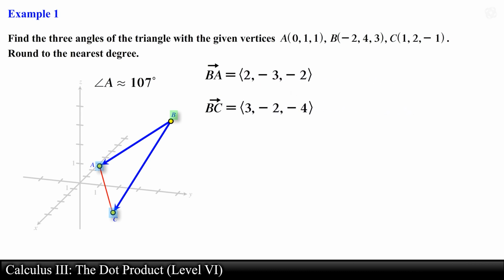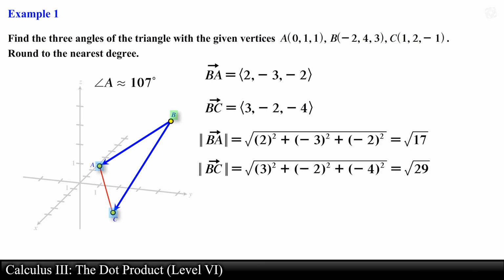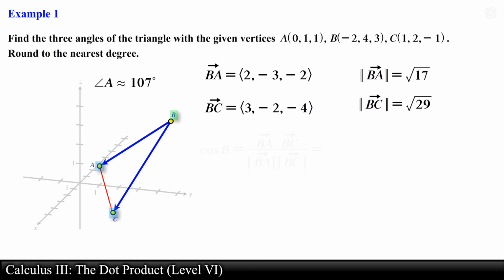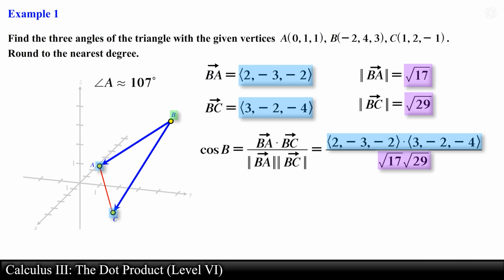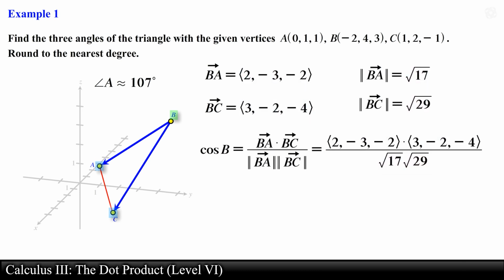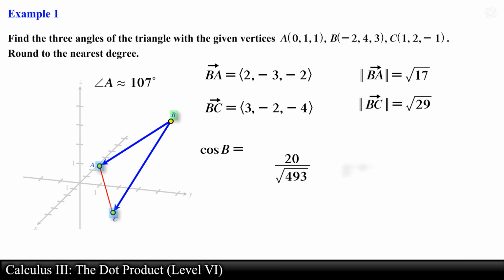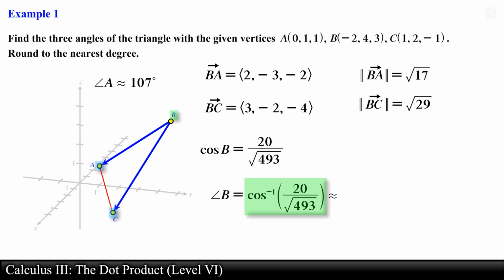Next, let's go ahead and compute the magnitude of each vector. After that, we substitute these values into the geometric definition of the dot product. From here, we go ahead and compute the dot product and multiply the magnitudes together. Simplifying the expression, we obtain the following value. Lastly, we take inverse cosine of this expression and approximate the answer. Doing that, we obtain 26 degrees for angle B.